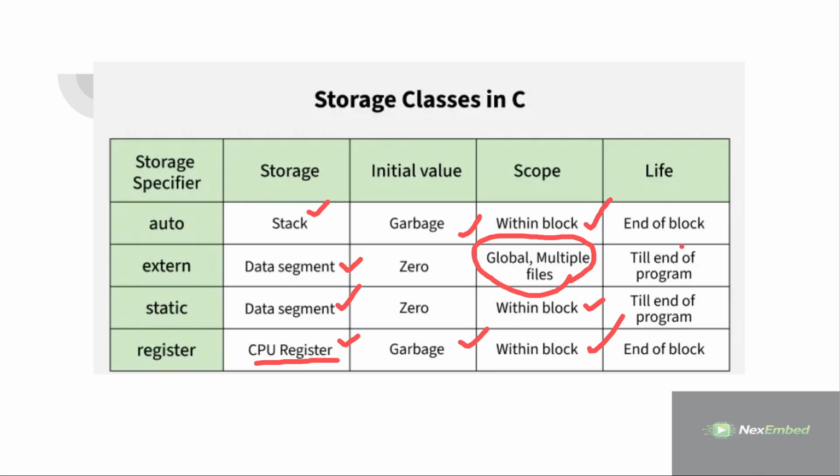Okay. Then if you see the lifetime, once the particular function is finished, the memory will be destroyed for auto and register, whereas for extern and static, the memory allocated for the particular variable will be alive till the program ends. That's all about the storage classes. I hope you got a clear idea about storage classes. We can meet up in the next video with a different topic.